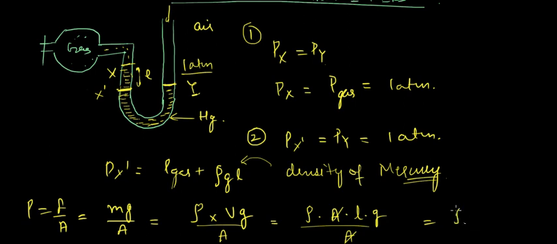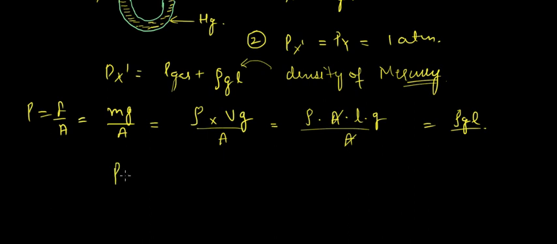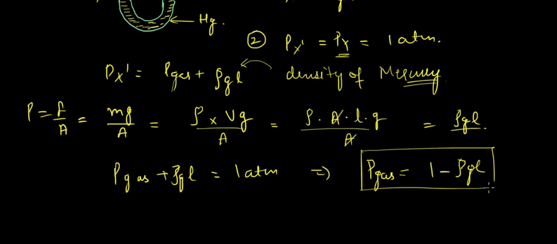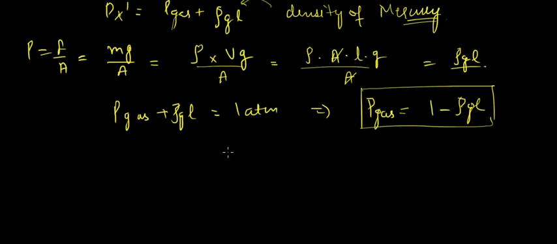So the pressure at point x dash would be the pressure of gas exerted here plus the pressure due to this L part of mercury. Hence pressure of x dash would be P of gas plus rho g L, and we equate it to P of y. So P of gas plus rho g L would be equal to 180 m. From this, the pressure of gas can be calculated as 1 minus rho g L. Okay, so this was the second case.